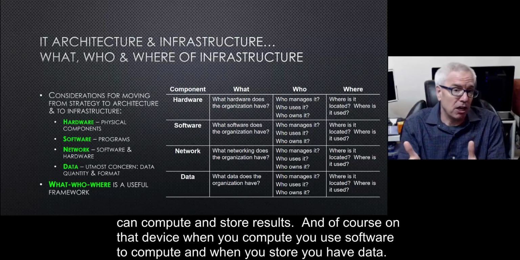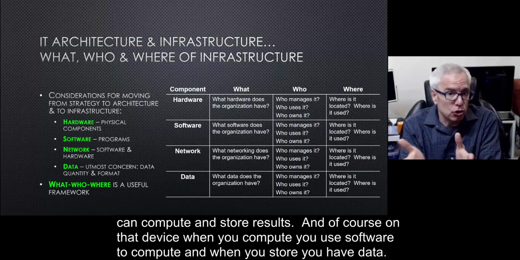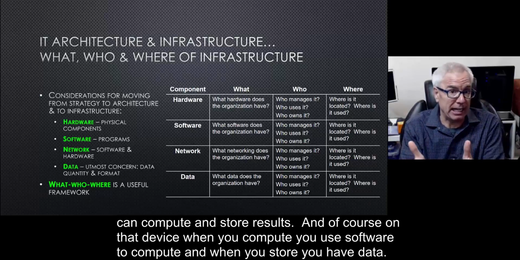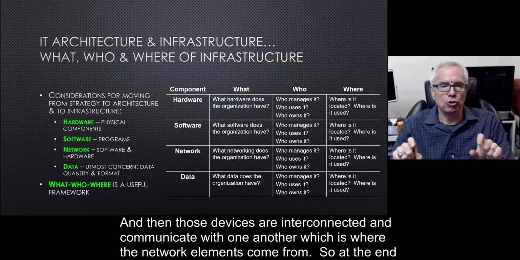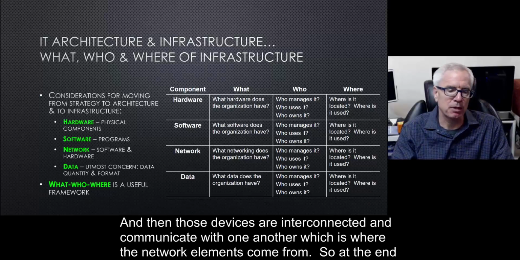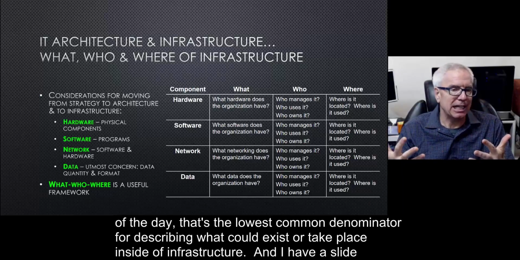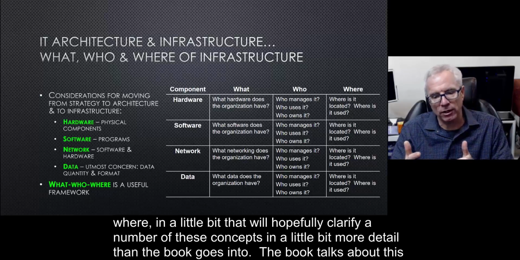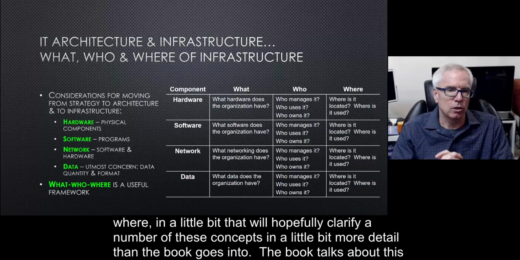And of course, on that device, when you compute, you use software to compute, and when you store, you have data. And then those devices are interconnected and communicate with one another, which is where the network elements come from. So at the end of the day, that's the lowest common denominator for describing what could exist or take place inside of infrastructure. And I have a slide in a little bit that will hopefully clarify a number of these concepts in a little bit more detail than the book goes into.